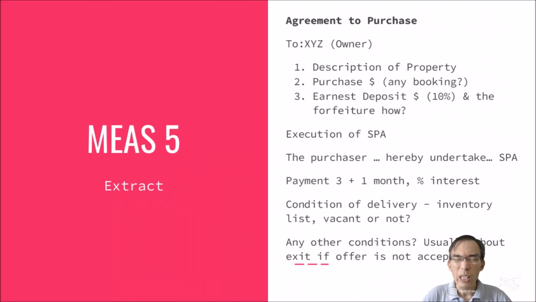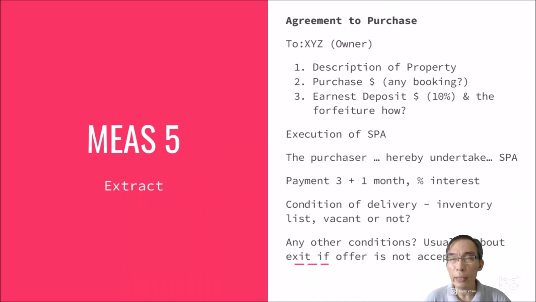So here we come to the extract of the MEAS 5 under agreement to purchase. It's usually addressed to the owner, because the purchaser is giving this agreement to purchase to the owner. Description of property, purchase price, any booking fee paid, owner deposit, execution, how to execute the SPA. The purchaser hereby undertakes, the purchaser agrees to go and look for a loan, and so on. And if there is late payment, how much interest. Condition of delivery: is it with the property attached with furniture inside, explaining the inventory inside; condition of delivery, vacant possession.